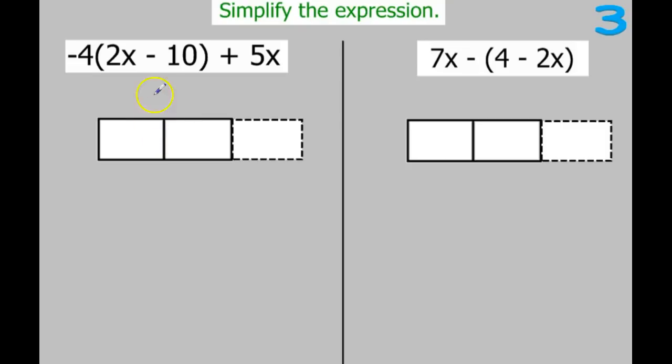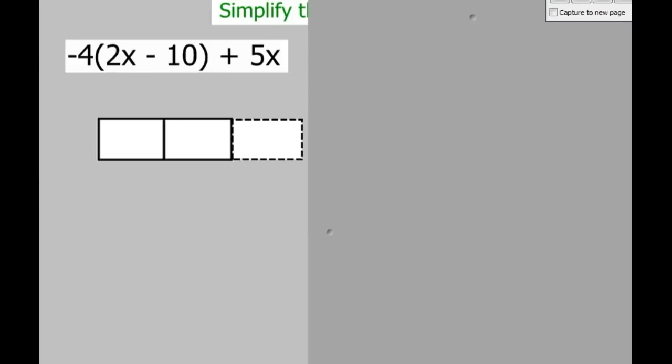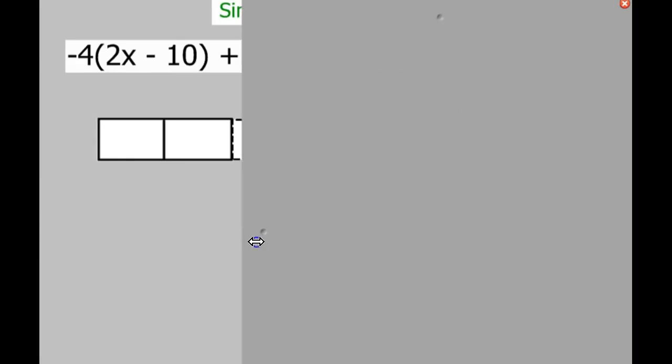Alright, on to the back side. This is where we have new information. So far, what we've been doing is just multiplying. I'm going to show you here just about this much. Oops, not that much. This much. And we've been multiplying negative 4 and then 2x minus 10.